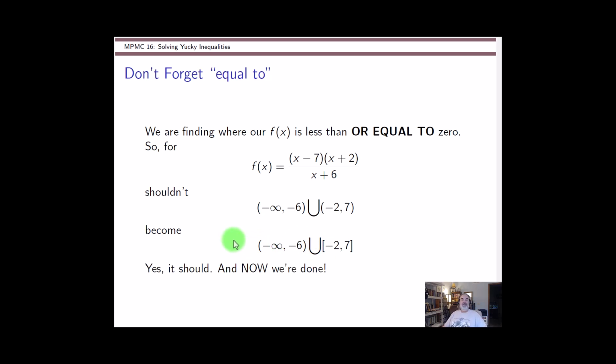Okay, and now we're done. However, I'm going to pause real quick, not for you, just for me, and pull up a plot of this function so we can take a look and make sure it's consistent. And if it's not, then I've got to go back and do this whole thing all over again.